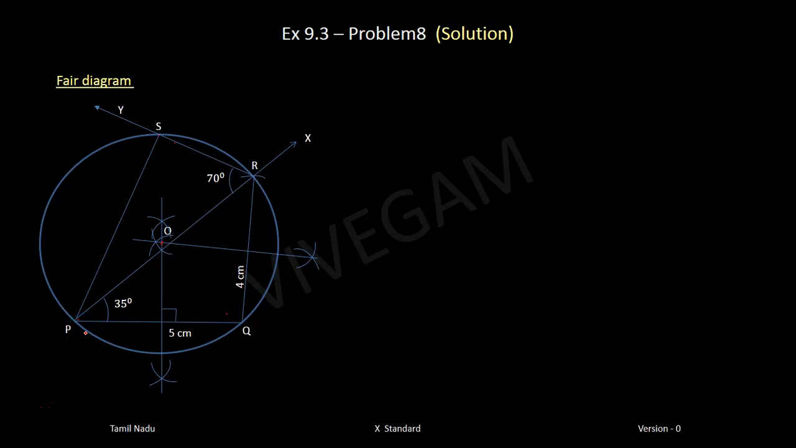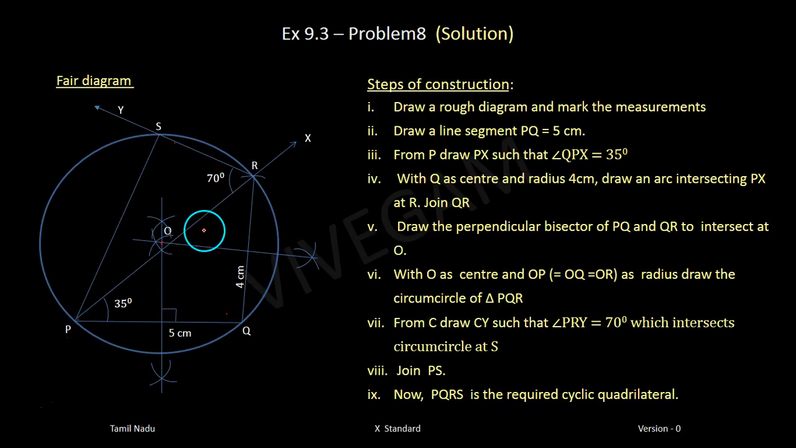You got it? It's quite simple, right? So now let's go through the construction. As usual, draw a rough diagram and mark the measurements. Draw the line segment PQ, which is of length 5 cm. This is the first step. Then from P, draw PX such that angle QPX equals 35 degrees. Then with Q as a center and radius of 4 cm, draw an arc intersecting PX at R. Join QR.